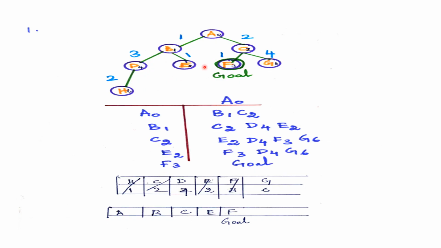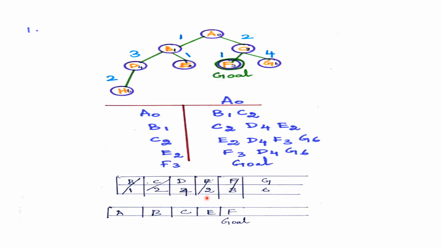C is connected with F and G, so F and G will be kept in the priority queue. For the F value, we have to consider the cumulative cost from the root node to F: 2 plus 1, 3. So the F value is 3. And then A to C, C to G, the total cost is 6. The G value is 6.